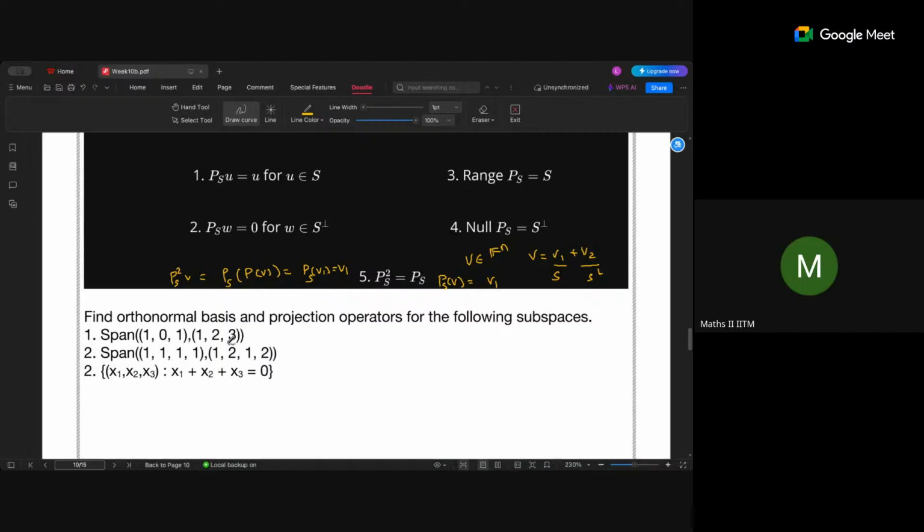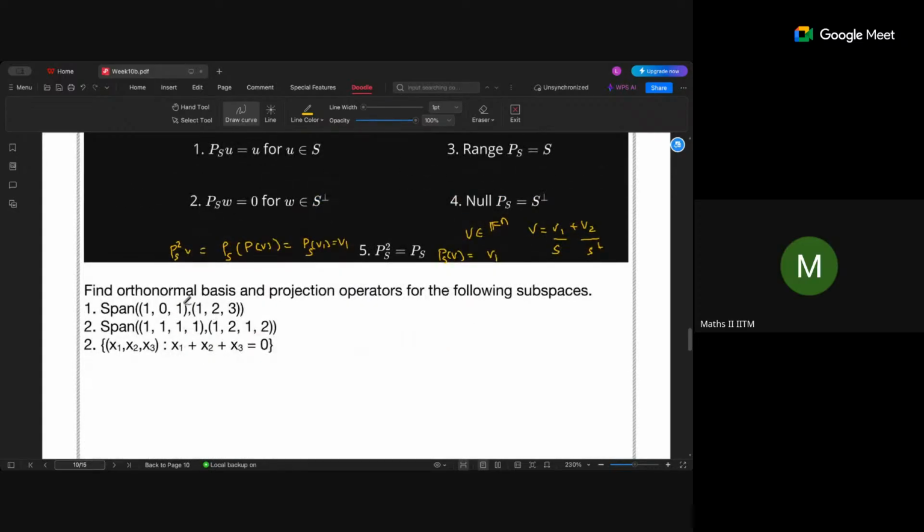Okay, so here there are few problems. Find orthonormal basis and projection operators for the following subspaces. So here finding orthonormal basis, you know, we have to use Gram-Schmidt. Let's say this is your V1, V2. Okay, so what is the step 1? This is the third problem. So step 1, apply Gram-Schmidt.